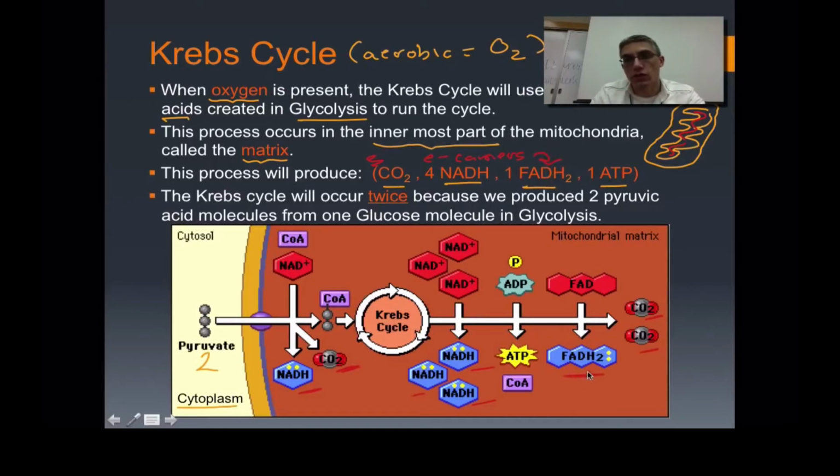Now we have a brand new electron carrier called FADH2, and you can see that located right here. And it's going to do the same thing that NADH does. It's going to carry those electrons, those high energy electrons, to the electron transport chain. And as we had said before, obviously we're going to produce some ATP in Krebs.